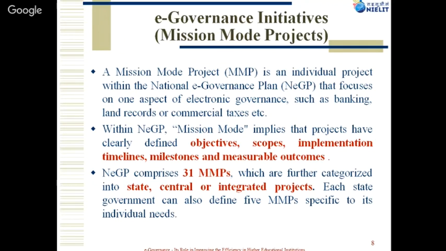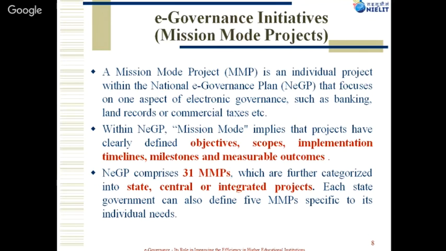There are 31 MMPs. Why are they called mission mode? Because they have a fixed time frame, they have clear-cut objectives, they have scope, milestones, as well as measurable outcome. Measurable outcome is very important in e-governance.